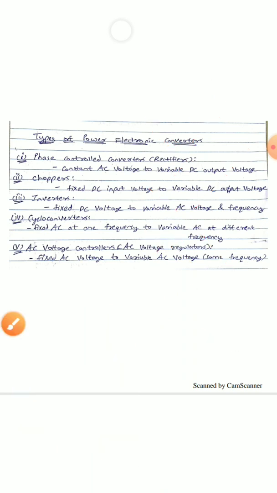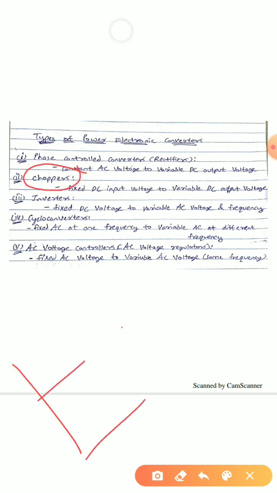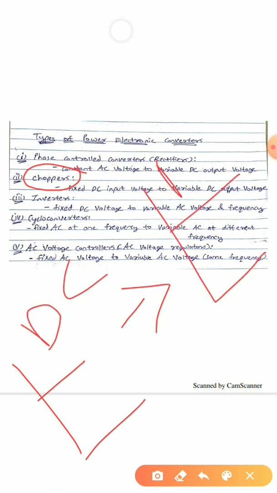That is, I can increase or decrease the level of the output DC that I am getting. The second type of circuit we will be having is called a chopper. A chopper will convert a fixed DC input into a variable DC output. This means that I can increase or decrease the level of the DC output voltage that I am getting.